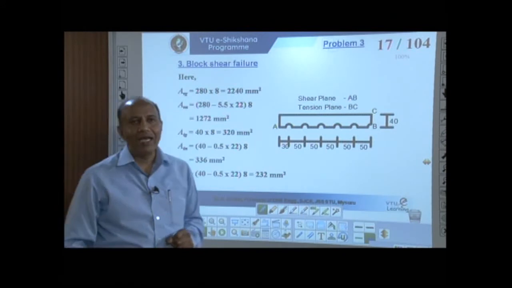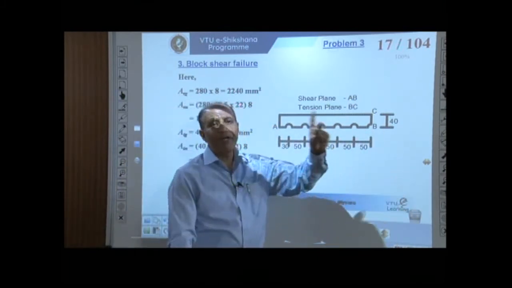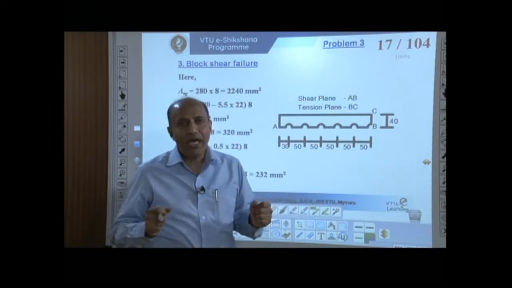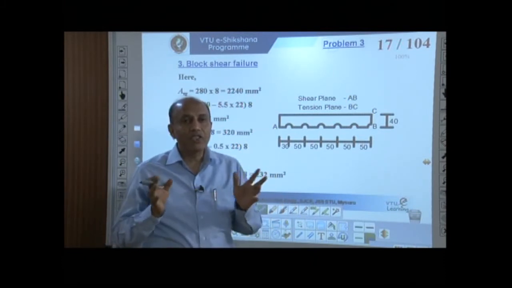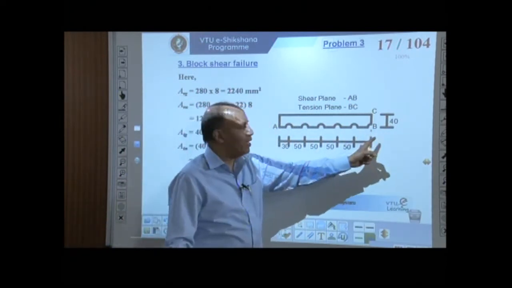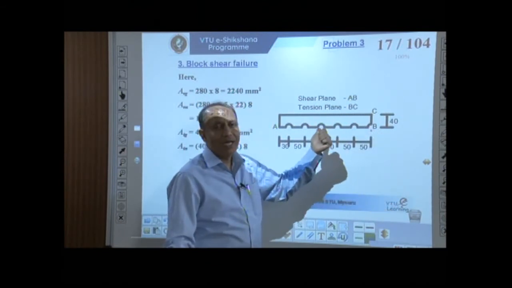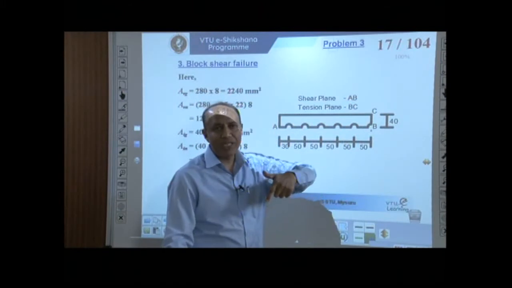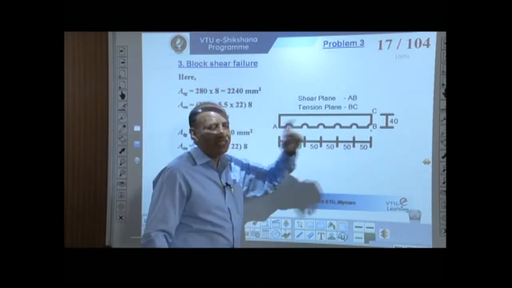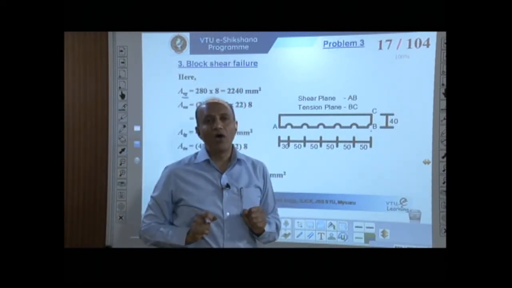Now my next task is to calculate the area along the shear plane as well as the area along the tensile plane. In each of these planes, we are talking about two different areas. The first one is the gross area, that means without accounting any deductions, and the next one is the net area after accounting the deduction of those bolt holes. So we are talking about the gross area AB as well as the net area AB, and again gross area in BC and net area in BC, is what you need to understand. Accordingly we are going to call them AVG, AVN, where V stands for shear, and the next ones for tensile, that is ATG and ATN. So let's first start with AVG. V stands for shear and G for gross. Gross means without deducting any bolt hole openings, correct?